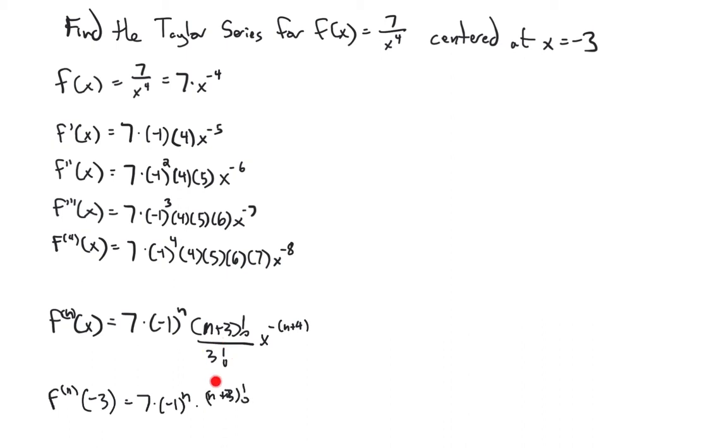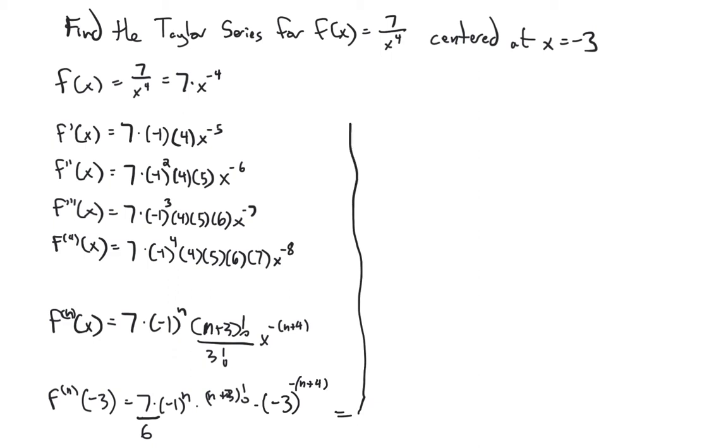But this is just some constant term that's not affected by n. I'm just going to multiply that out. 1 times 2 times 3 is 6. So I'm just going to write this as 7 over 3 factorial, or 7 over 6 here, just to make my life a little bit easier. And then this n plus 3 factorial. And we're going to multiply by negative 3 to the negative n plus 4, which I can rewrite in the following way.